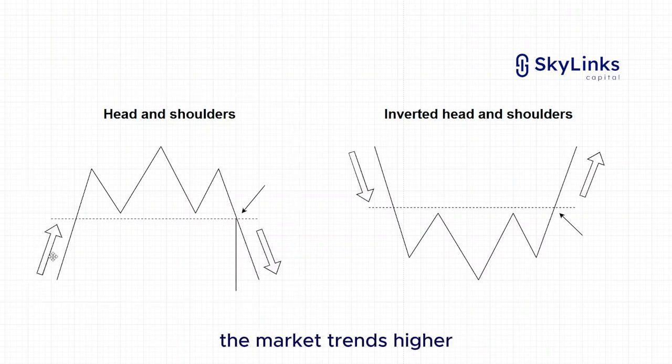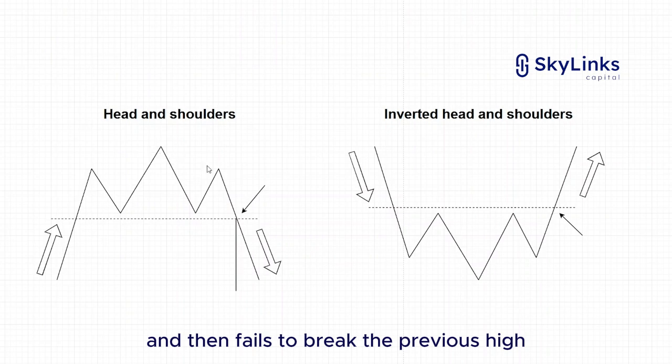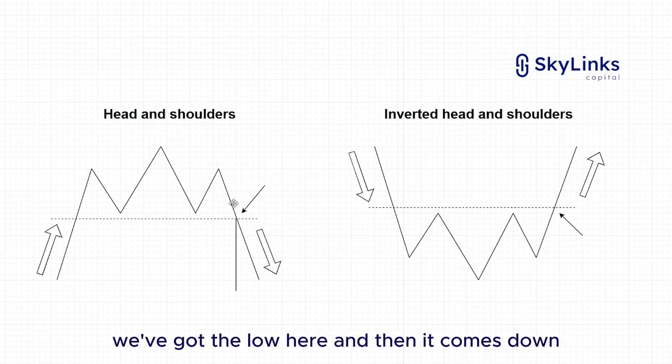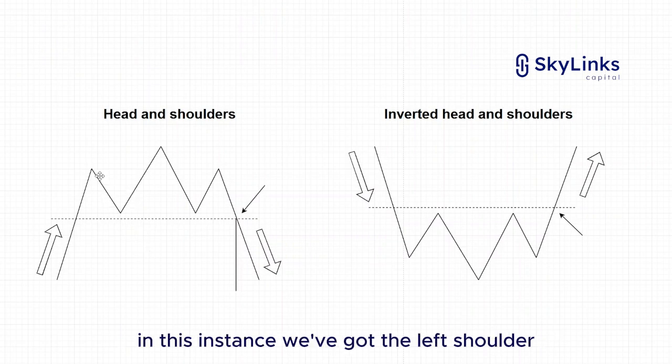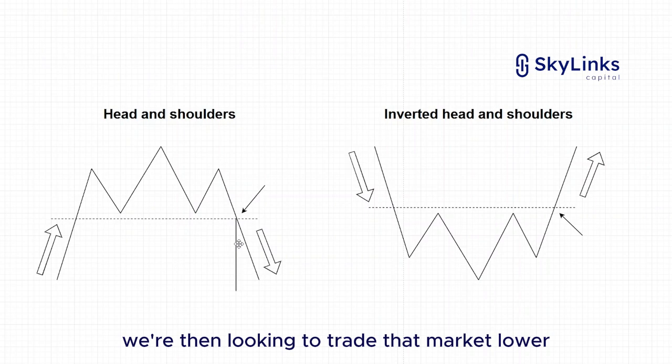The market trends higher, it then creates a higher high and a higher low. It then fails to break the previous high. This high fails to break that, we've got the low here, and then it comes down. In this instance, we've got the left shoulder, the head, the right shoulder, and then between the two shoulders becomes a neckline. Once the market breaks that neckline, we're then looking to trade that market lower.